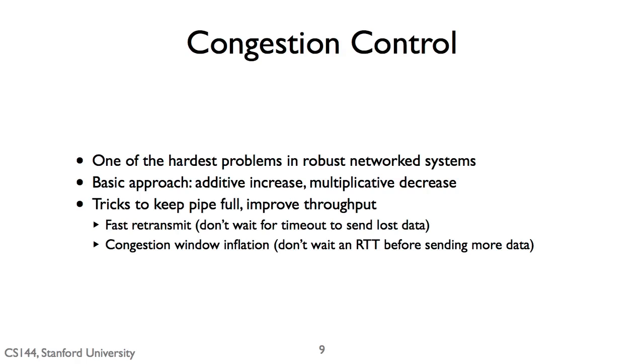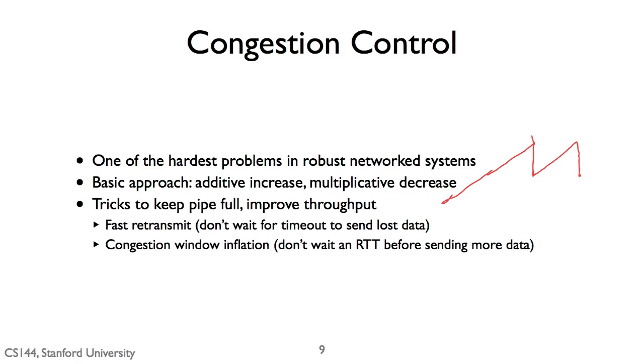The basic approach that has been adopted, and which seems very powerful and very robust, is this idea of additive increase, multiplicative decrease: you increase a window additively, but then reduce it multiplicatively. So you respond very quickly when things go badly and carefully increase it. The trick when you're doing this is how to keep the pipe full and improve throughput.